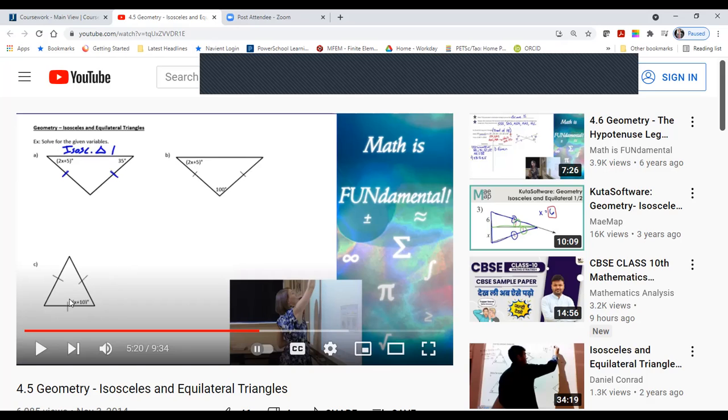And for this one, because all the sides are the same, the angles will be the same, right? I think each of the angles will be 60 degrees. Okay.